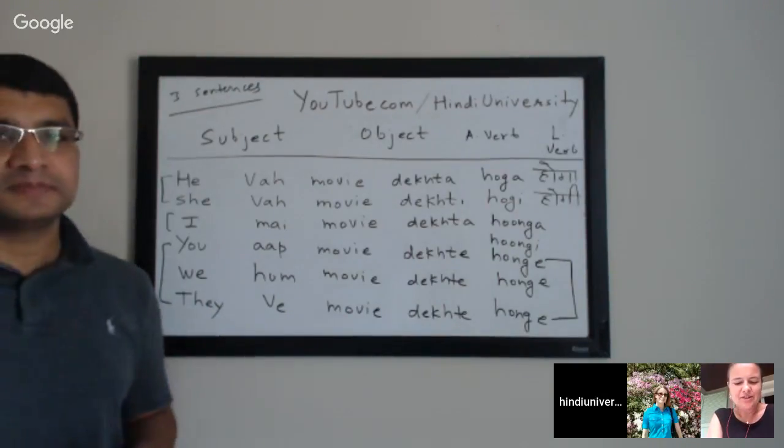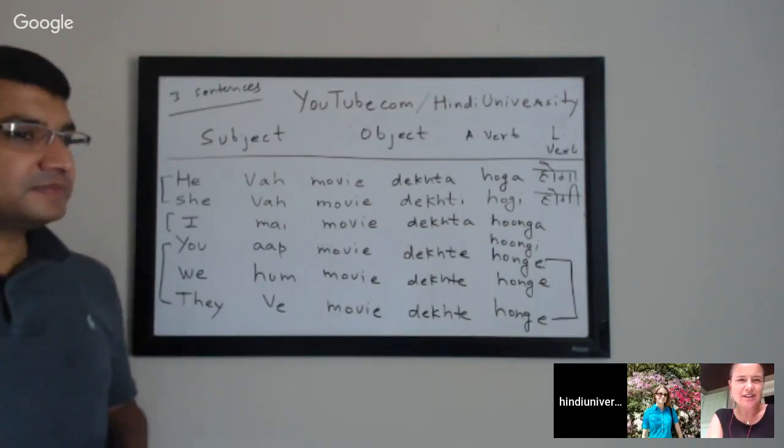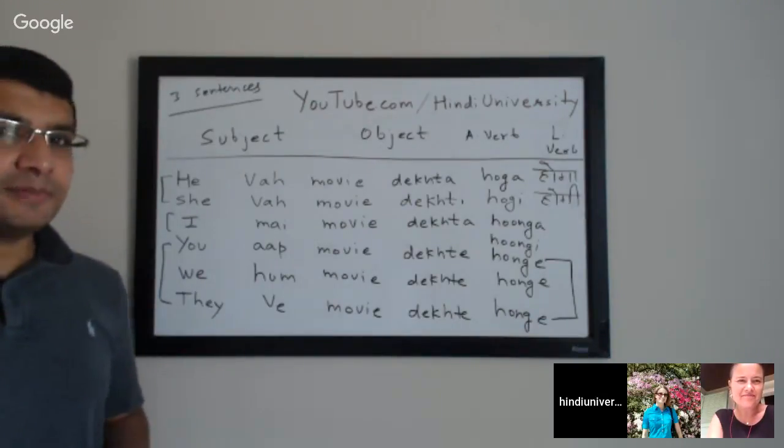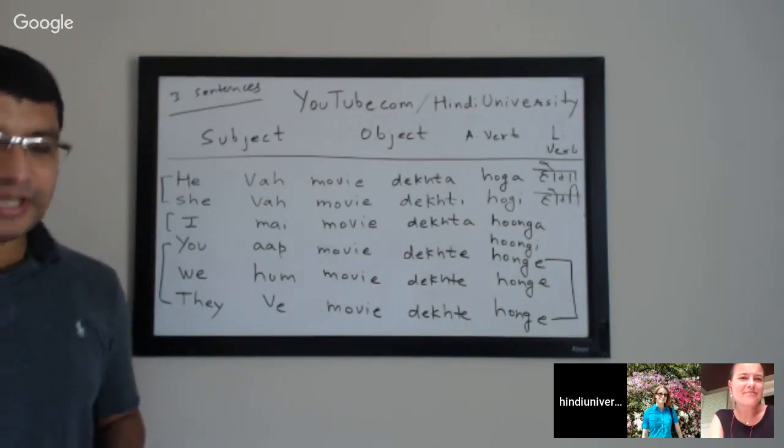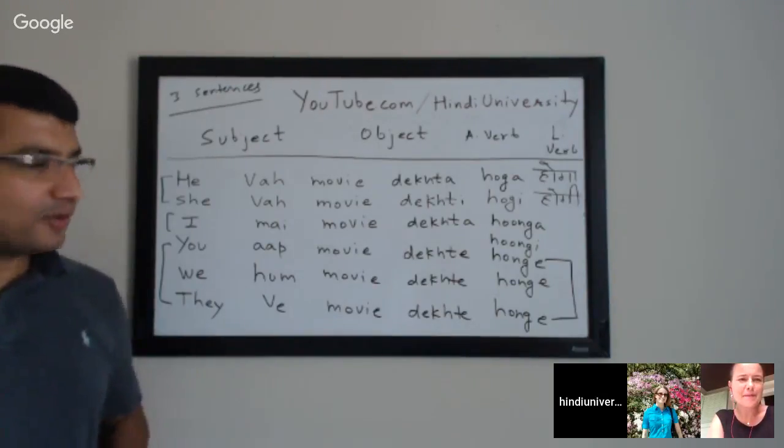First example, ve lassi chata hoga? Ve lassi pita hoga? Chata hoga. Okay, he may be desiring a lassi. Okay.